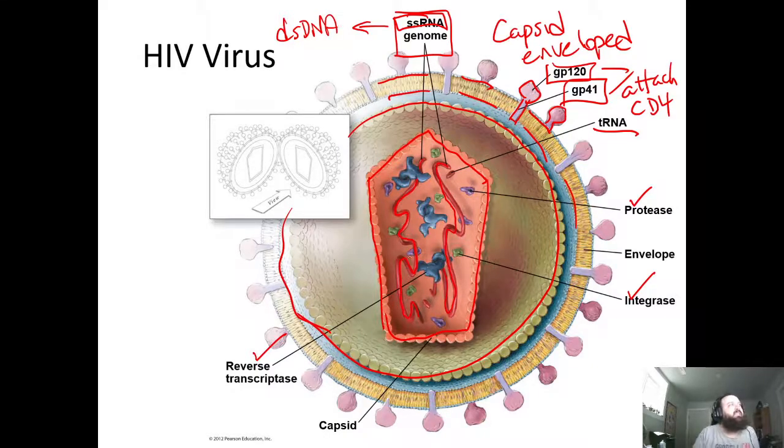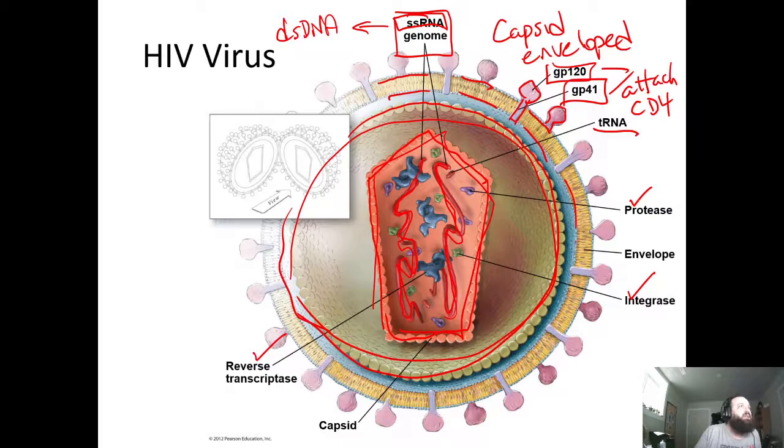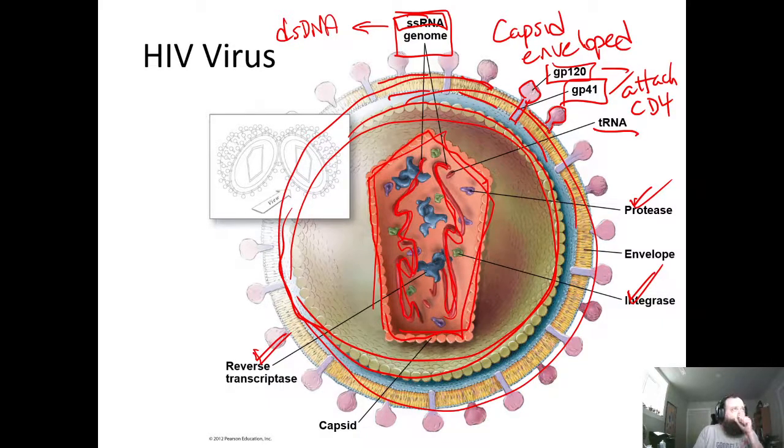So that's the HIV virus. Again, we've got these proteins that form the shell that are called the capsid. Within the capsid, we have our genome, 2 strands of single-stranded RNA, packaged with protease, integrase, reverse transcriptase, and then the whole thing is surrounded by a viral envelope in which are embedded the viral proteins GP120 and GP41.